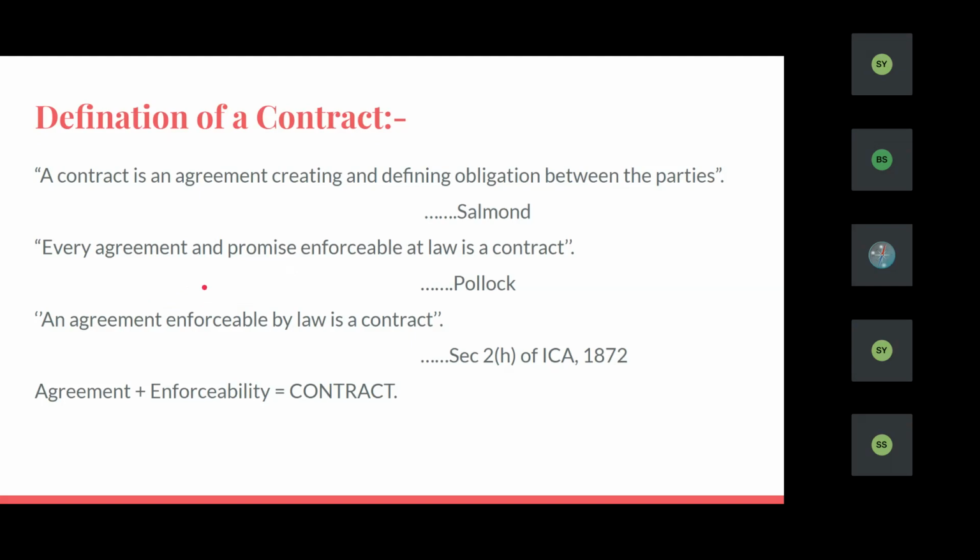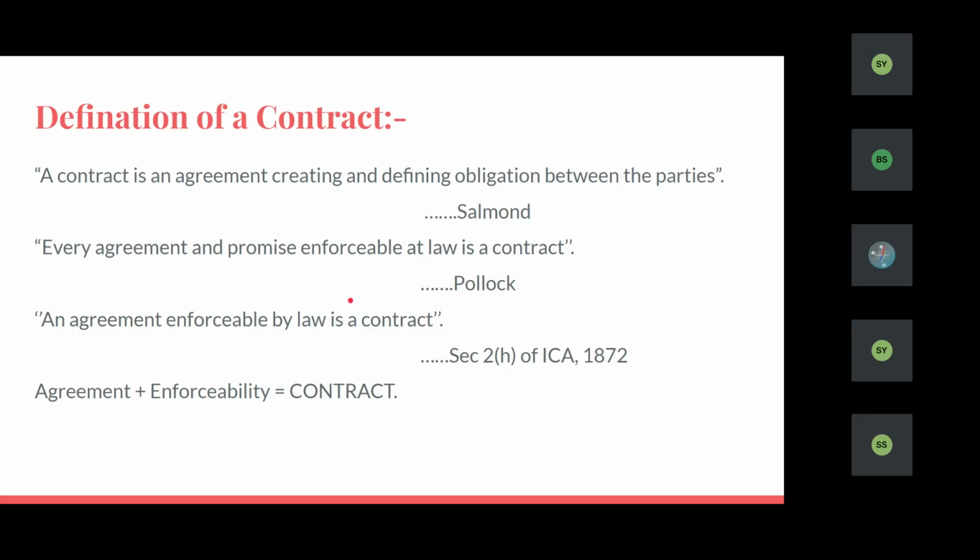Now comes the second jurist. His view on contracts is that every agreement and promise enforceable at law is a contract. This is what Pollock has told.